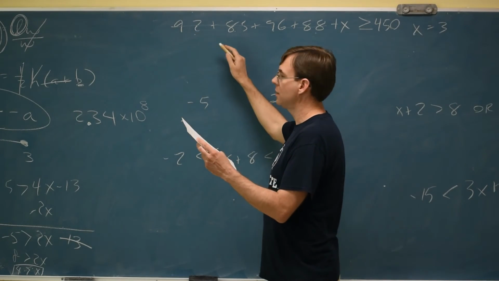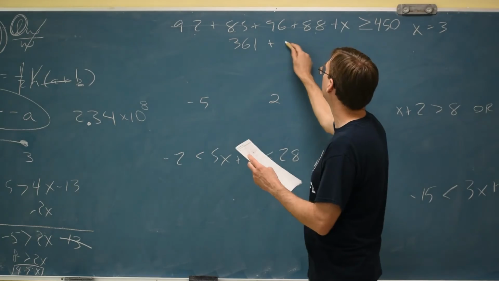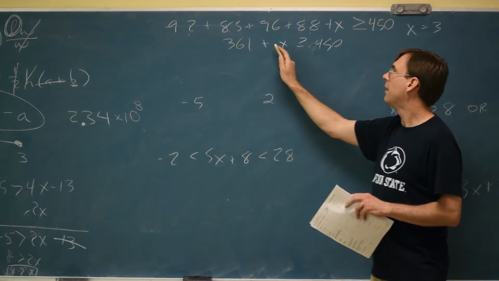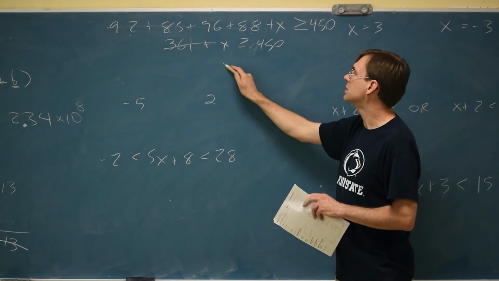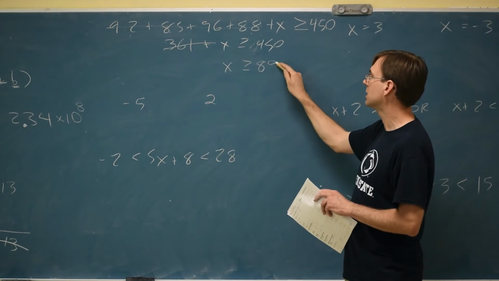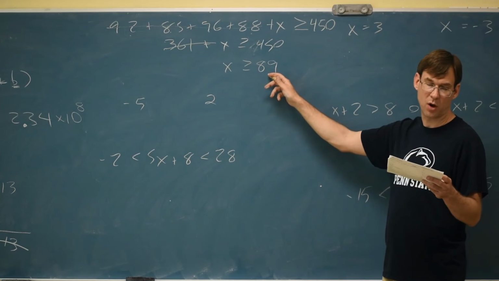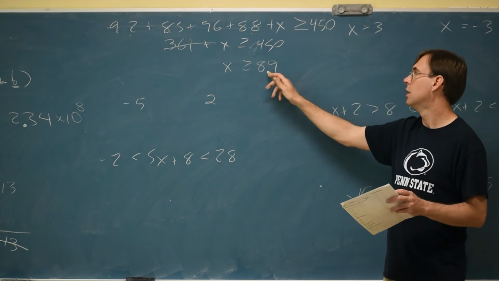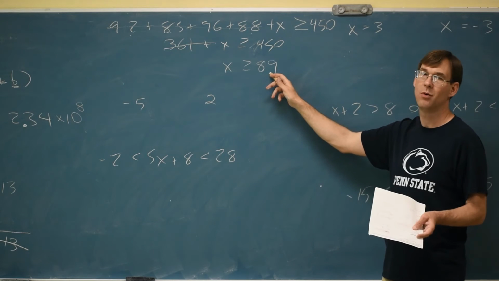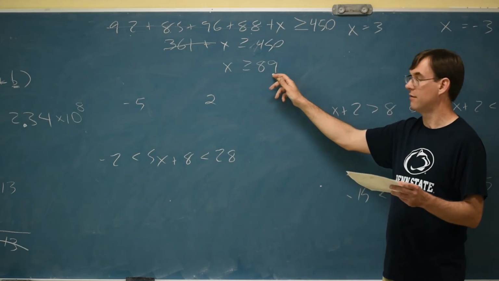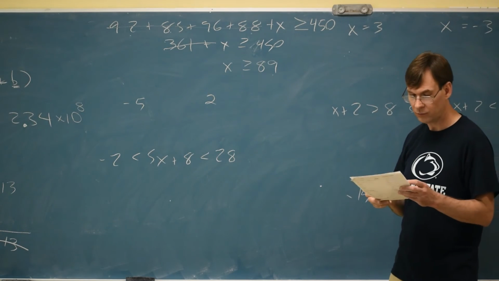Combine those numbers to be a 361. And then do an opposite. The opposite of add 361 is to subtract 361, and we're looking at this. But the answer to word problems should always be word answers. We'd want to say here like 89 or more, at least 89, no less than 89, one of those kind of phrases in the answer.